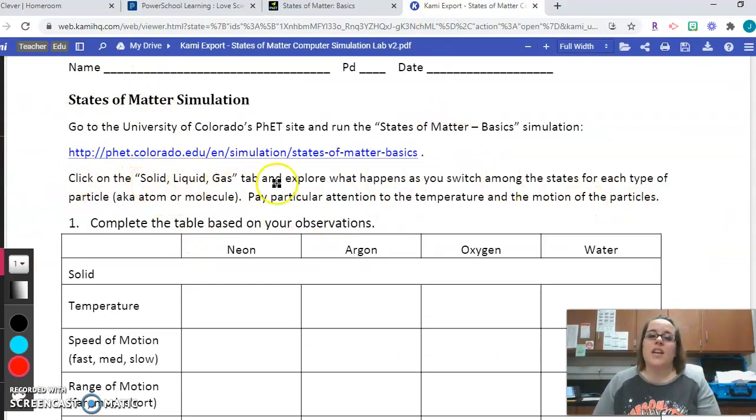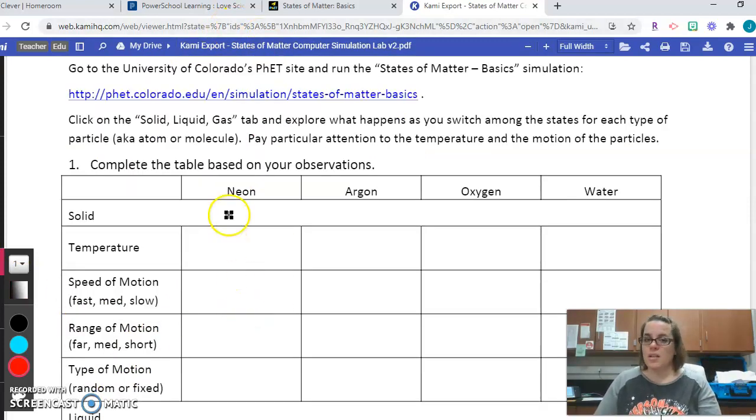Oh no, just say click on the solid, liquid, gas tab and explore what happens as you switch among the states for each type of particle, aka atom or molecule. Remember, an atom is just one little thing. A molecule is two that are together. And it says pay attention to the temperature and the motion of the particles.